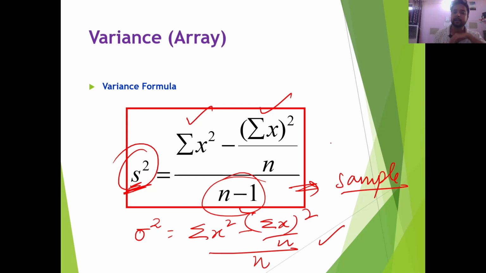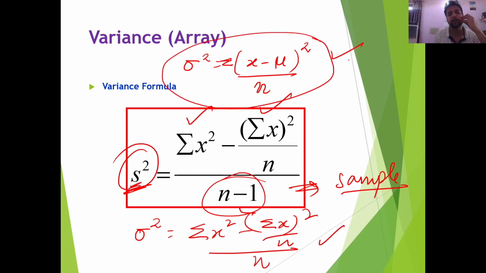Well, there are other formulas also for variance. I'm writing that for a population: x minus mu, then we take the whole square, then divide by n. Here you can see that we are just taking the square of this value. This is the deviation, this is the mean, and this is the mean deviation. So this is the deviation, and we have to do the summation. That's how we are going to calculate the variance.